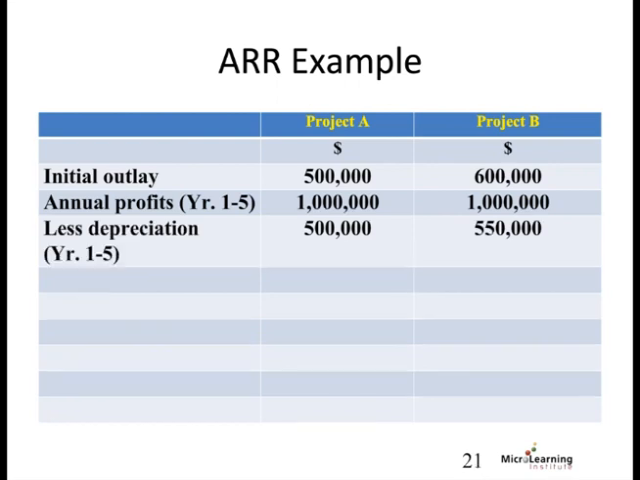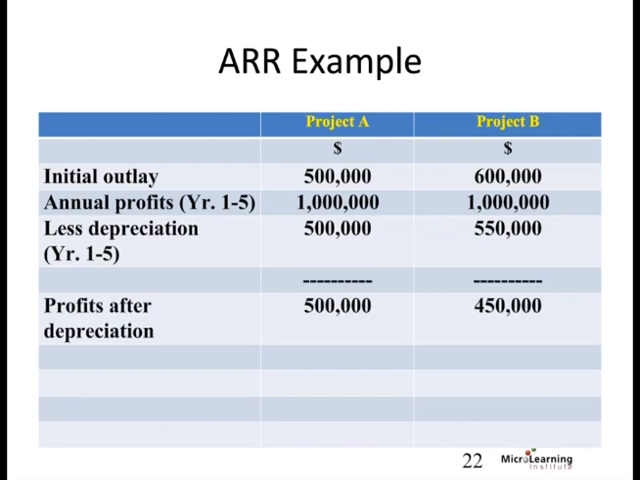Each project has an economic life of 5 years. Project A is fully depreciated to nil residual value over 5 years. That is, total depreciation for Project A is $500,000. Project B has a residual value of $50,000. Thus, total depreciation for Project B is $550,000.